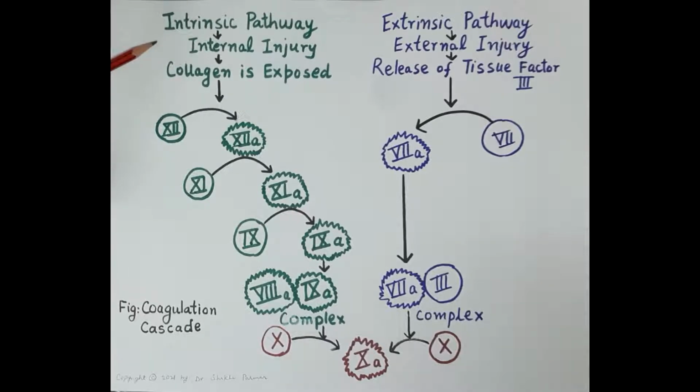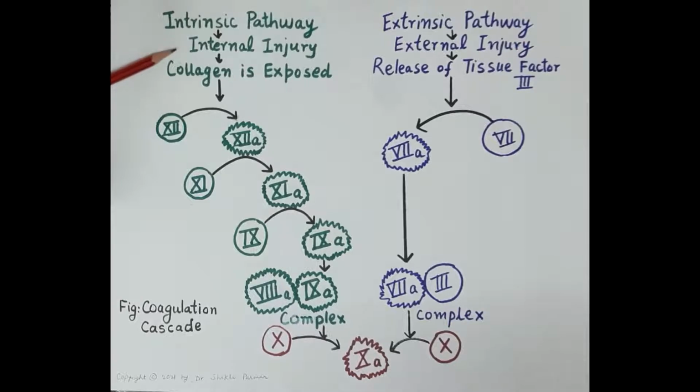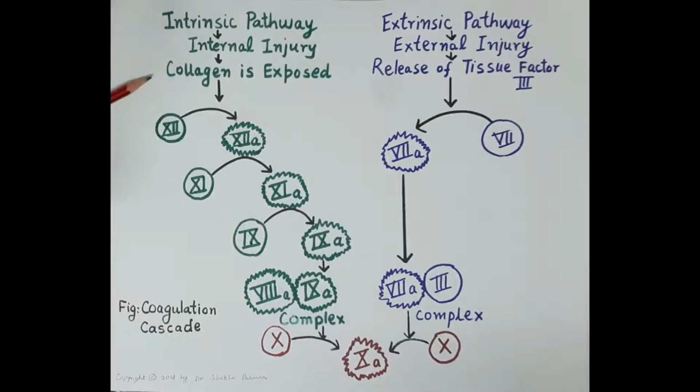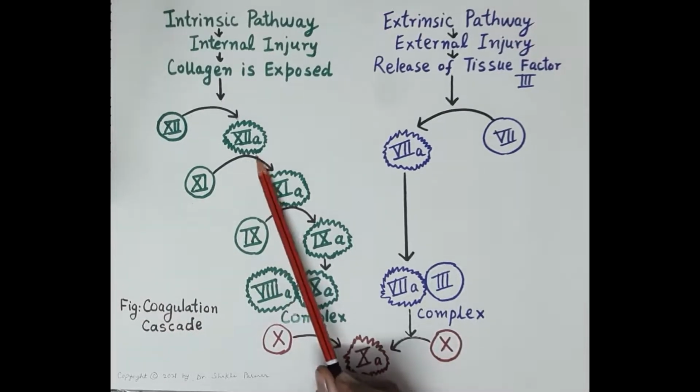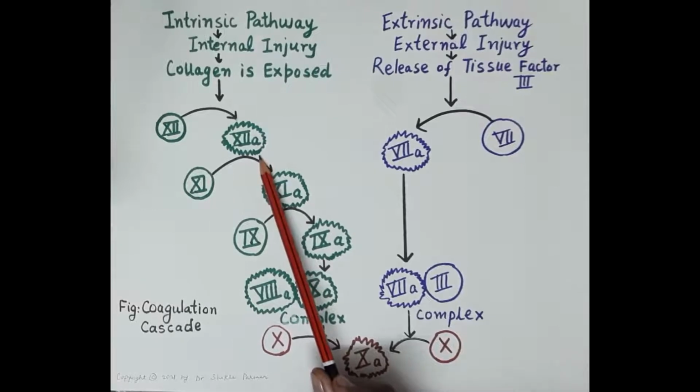Let's first talk about the intrinsic pathway. Now, the intrinsic pathway is initiated due to internal injury to the wall of the blood vessel. Due to this injury, the subendothelium is injured and collagen is exposed. Now, platelets, when they come in contact with this collagen, get activated. These activated platelets activate clotting factor 12 to 12A. Small a stands for activated. So this is the activated clotting factor 12.